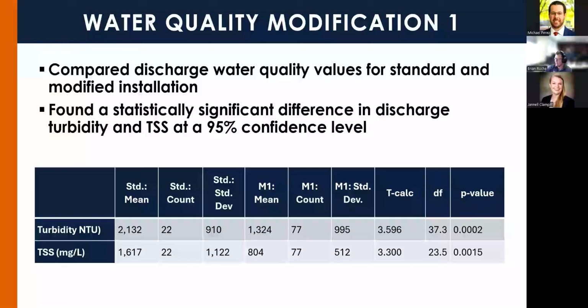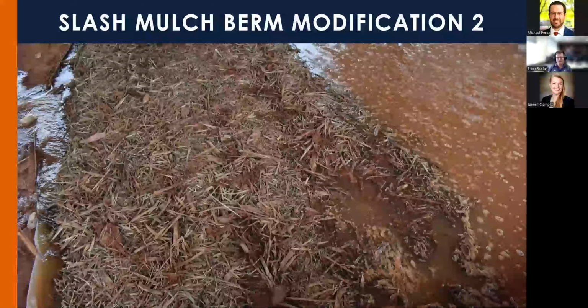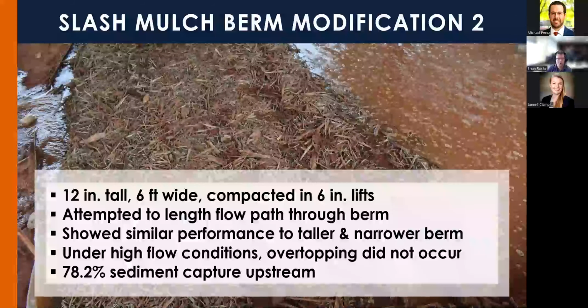After we tested this, we developed another modification, with the goal of increasing the flow path through the berm. This was a 12-inch tall, 6-foot wide berm compacted in 6-inch lifts. We really wanted to see if we could lengthen that flow path through the berm and get more sediment capture in there and more water quality treatment through the berm itself. It showed very similar performance to our first modification.